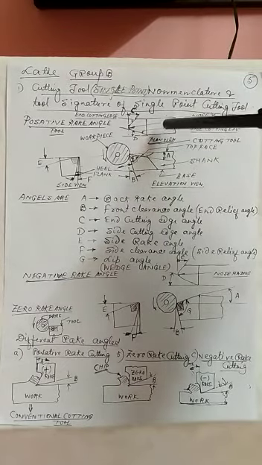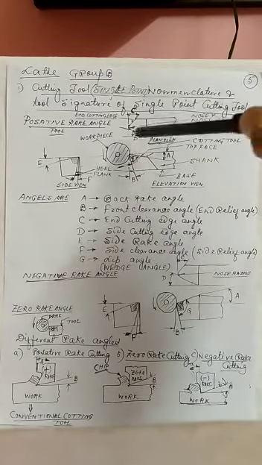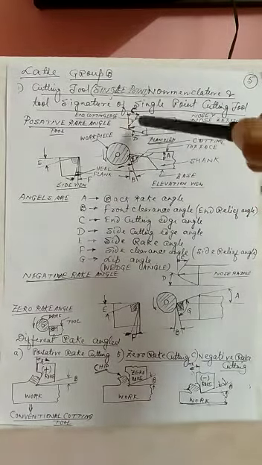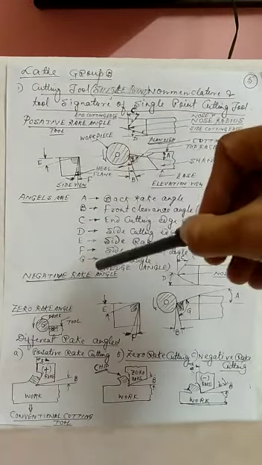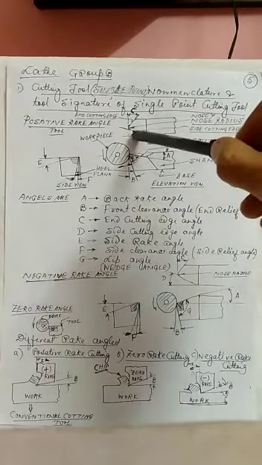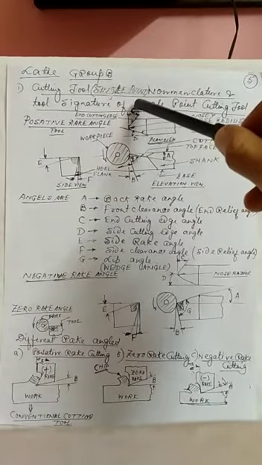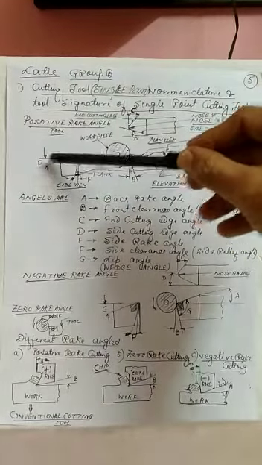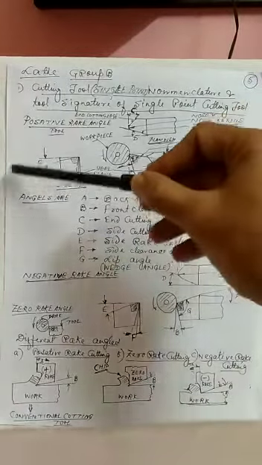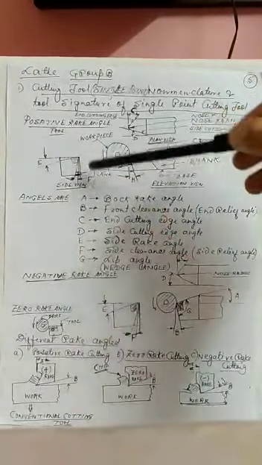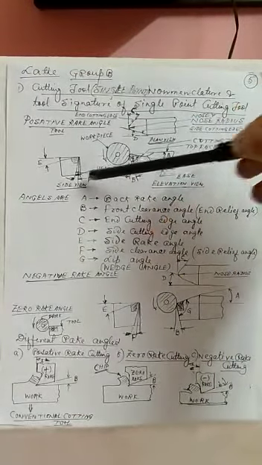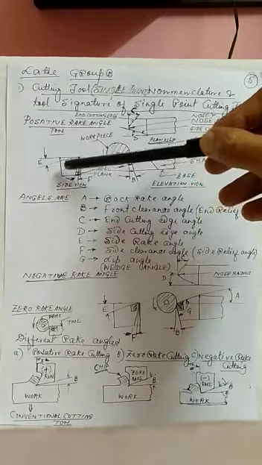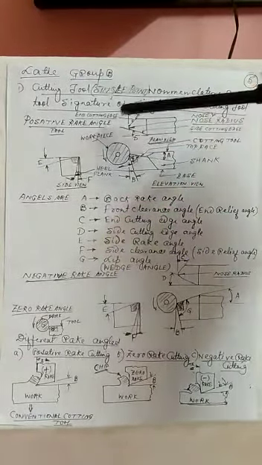Now if I go to the plan view, we observe two angles, C and D. C is the end cutting edge angle, and D is the side cutting edge angle. And if I go to the side view, there are two angles, E and F. E is called the side rake angle, this is the back rake angle, this is the side rake angle, and this F is called the side clearance angle. So the angles I have shown here, we understand clearly.